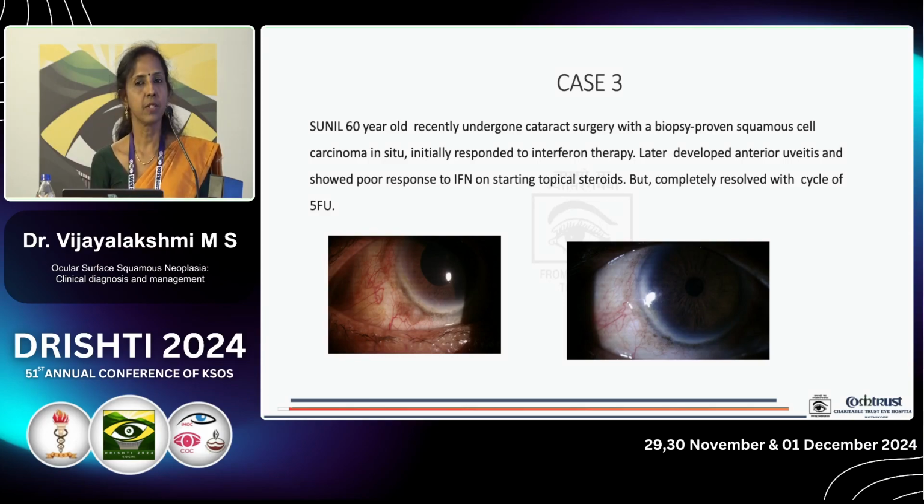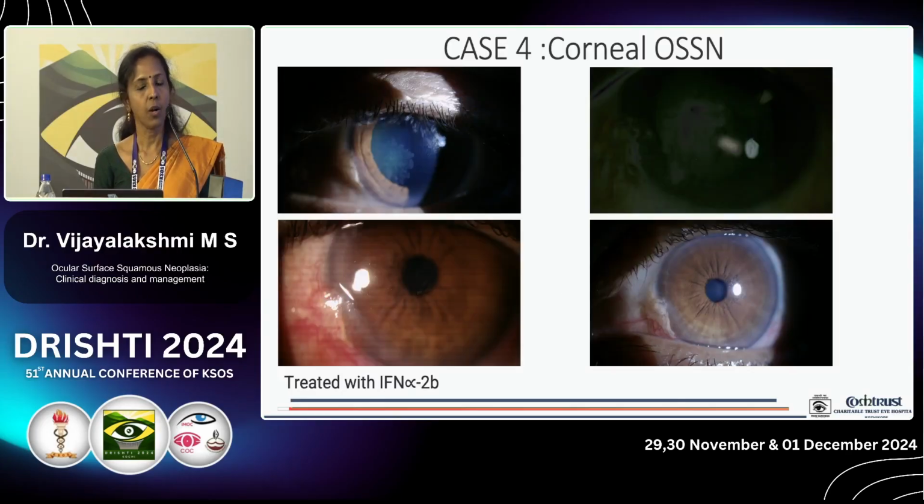This patient was started on interferon. But in between, the patient developed uveitis, so the immunity had changed in that patient. In that patient also, we had to shift to 5-FU. This is a corneal OSSN, again resolved completely with the interferon treatment.